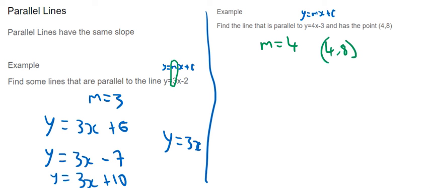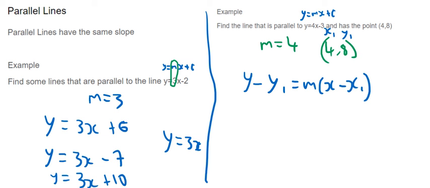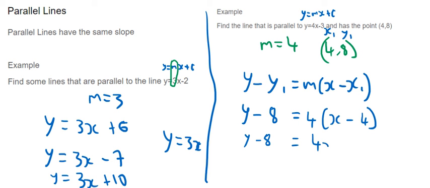If it has the point 4, 8, we can use the equation of a line formula, and we can just sub it into it. So y minus y1 equals m by x minus x1, and I can put in a 4 for the m, because I know that this line has to have the same slope. So y minus y1 is 8 equals 4 multiplied by x minus x1, which is 4. So I can just multiply out the brackets on the right hand side, so 4x minus 16. And I can bring over the 4x, so I can subtract 4x from both sides.